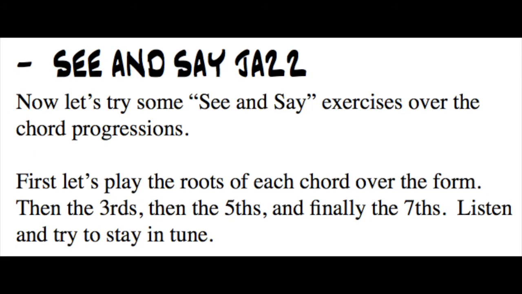Okay, let's do what I call some see and say jazz exercises. These are basically where we're going to play the different chord tones in each chord over the blues progression. So for instance, to start, we're going to play nothing but the roots of each chord, or the 1 of each chord. For instance, if it's a B flat 7 chord, you'll play a B flat. If it's a C minor chord, well, you play a C.